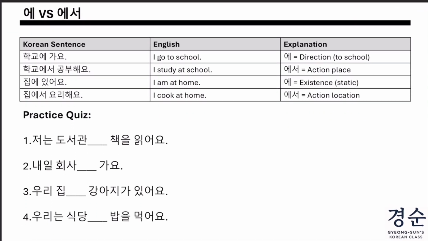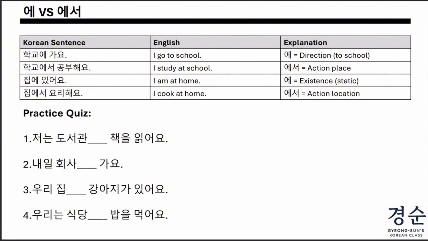So let's see some summary here. Some simple examples. 학교에 가요. So I go to school. So the 에 here is the direction. Okay. And second, 학교에서 공부해요. So okay, you reach the school and you start to do some studying, right? I study at school. So this 에서 is the action place because your action takes place in the school. That's why you use 에서.